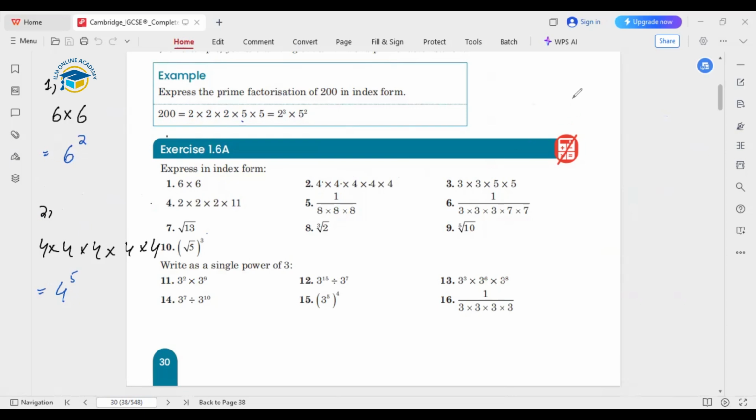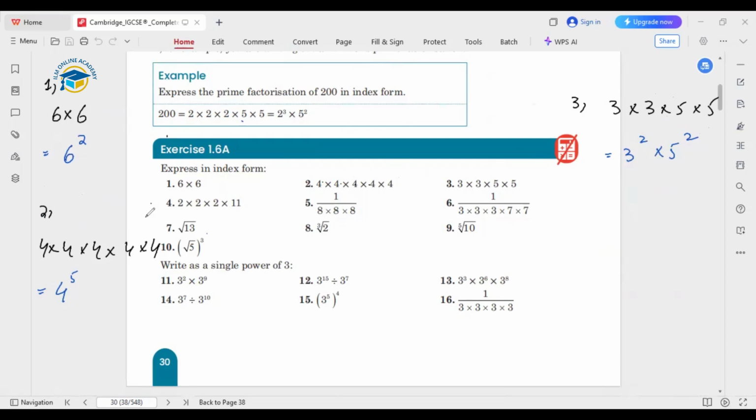If they give different numbers, you can deal with them differently: 3 times 3 times 5 times 5. We can write them as 3 squared and 5 squared. So in this way, different numbers can also be written in the form of index.